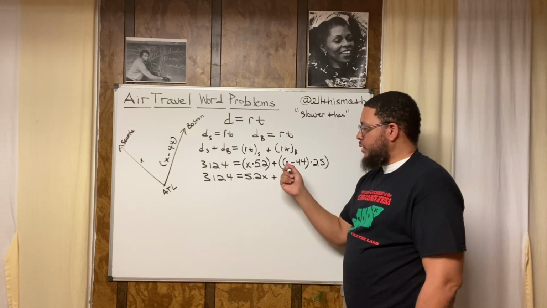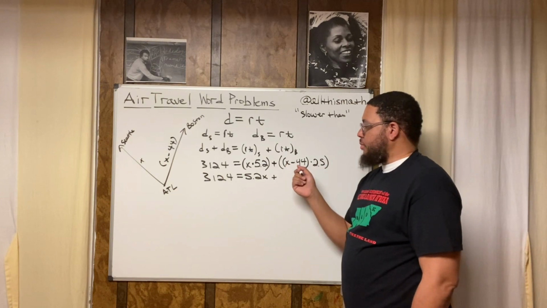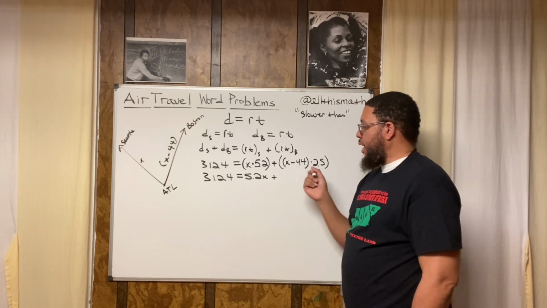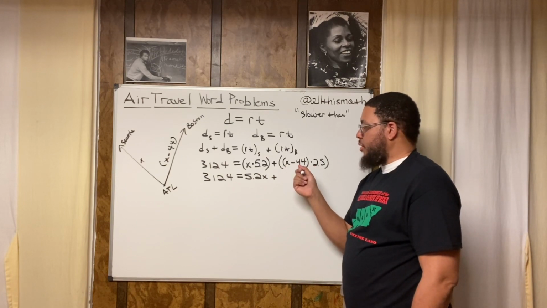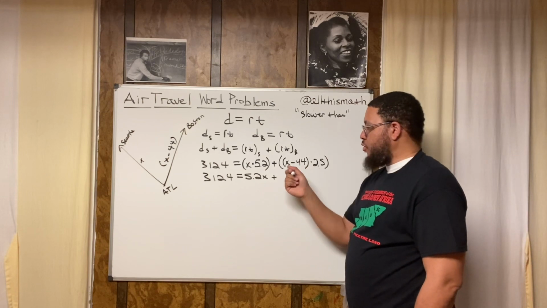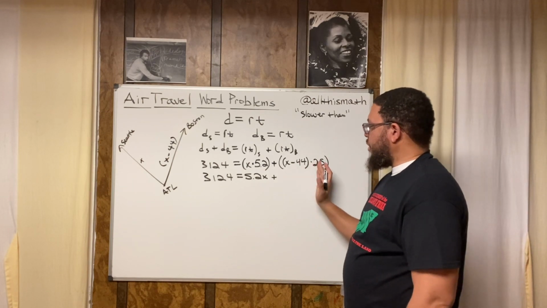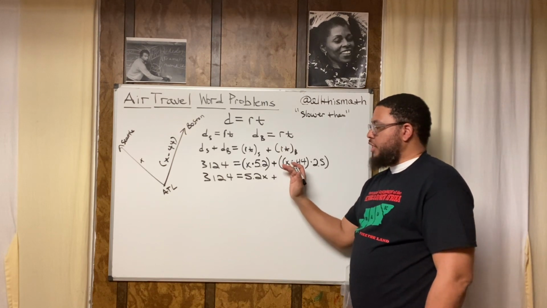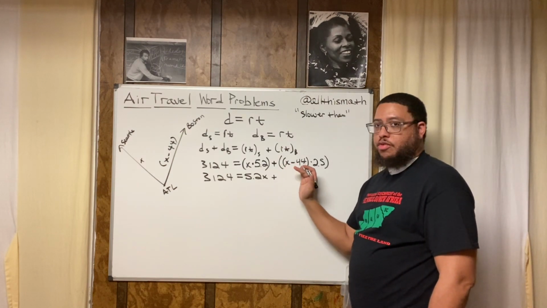2.5 times x and 2.5 times negative 44. Both things. You've got to multiply by both, because the time must be multiplied by the rate of speed. And the rate of speed includes both of these values, the x and the negative 44.